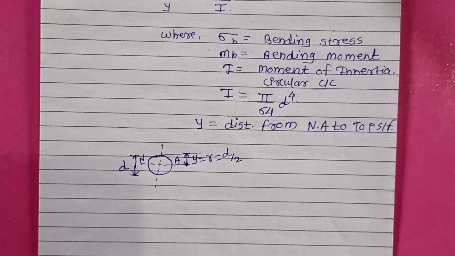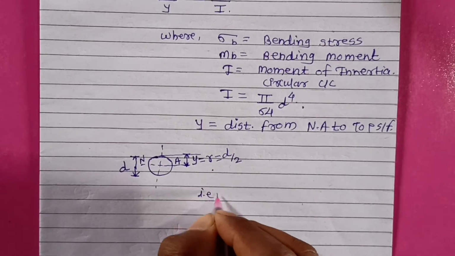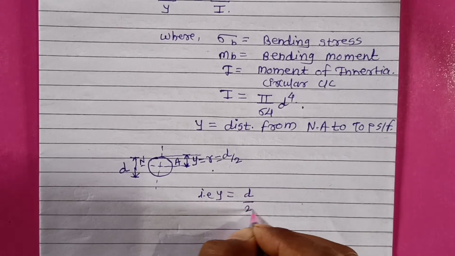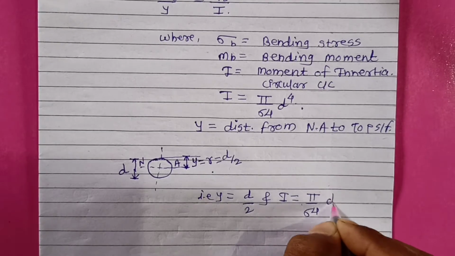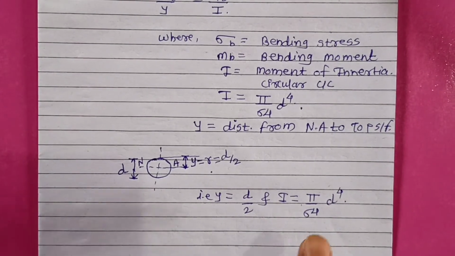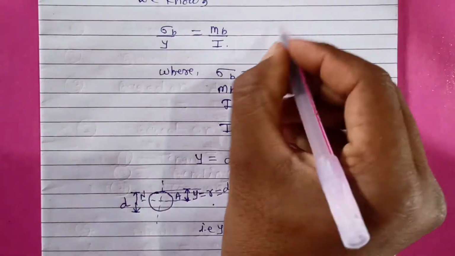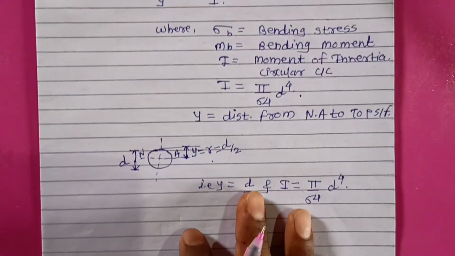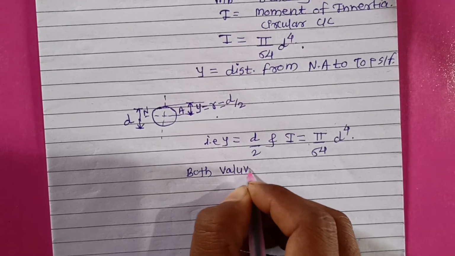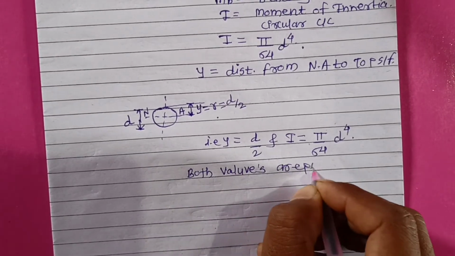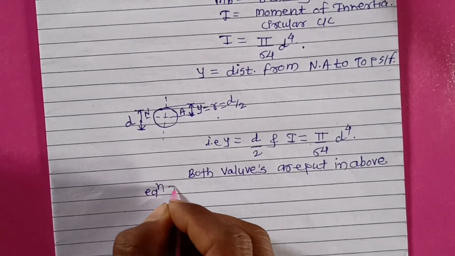Then I know the value of I and I know the value of y. That is, y is equal to d by 2 and I is equal to pi by 64 into d raised to 4. I know these both values. Now these both values are put in the above equation, equation number one.